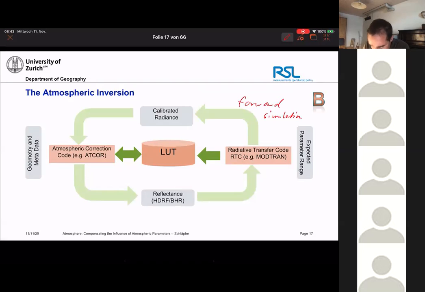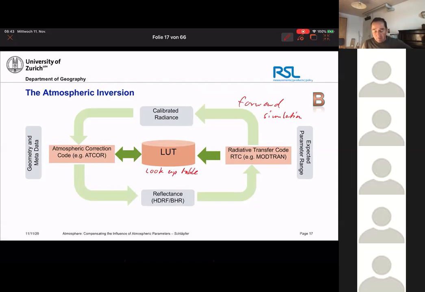So you need to be prepared for everything that can happen in a correction. So you put in an expected parameter range. For instance, you put in the expected aerosol amounts which could happen, the water vapor amounts which could happen, the geometric situations which could happen, and do all the simulations which could potentially happen in an image. And you create a big lookup table, LUT.